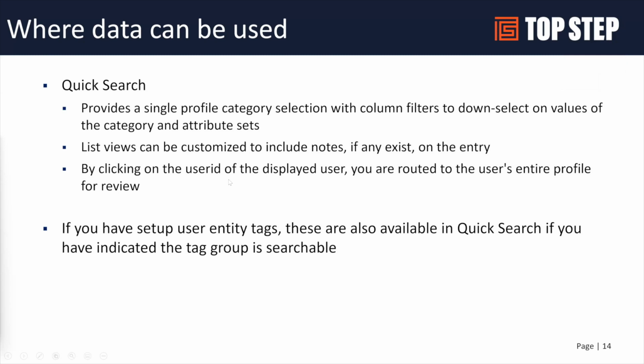As we mentioned, quick search is just a single search. You pick a category, pick an attribute set if necessary, and it'll give you everyone who has that on their user record in their profile. So it's a quick way to be able to check, not are they available or are they not available. It's just do they have this skill set or not.